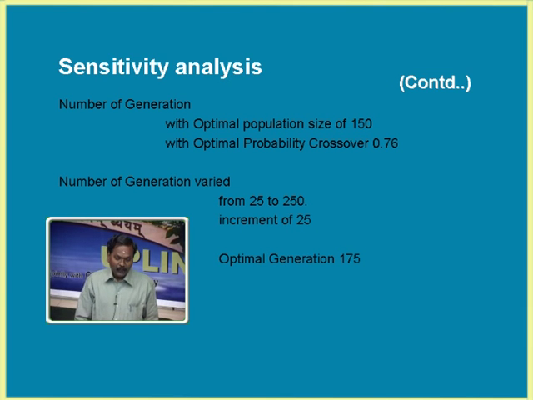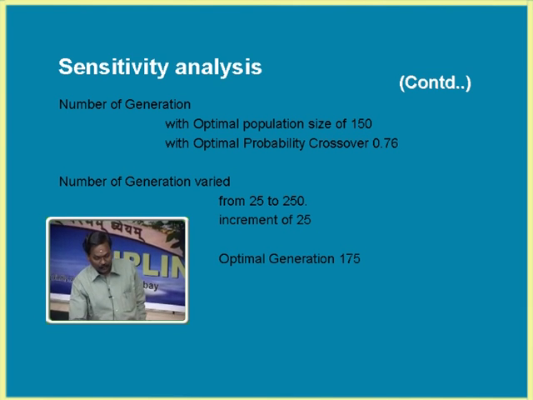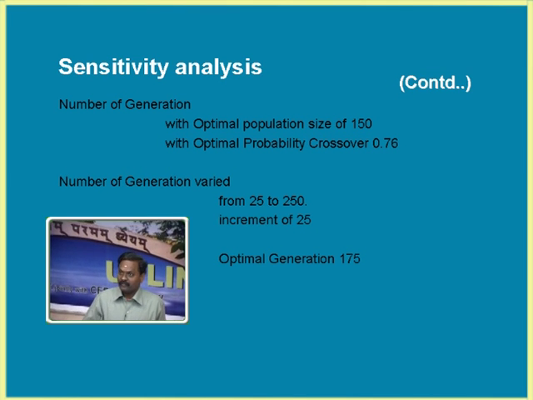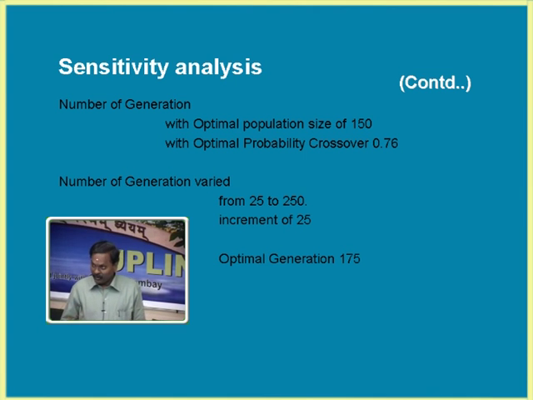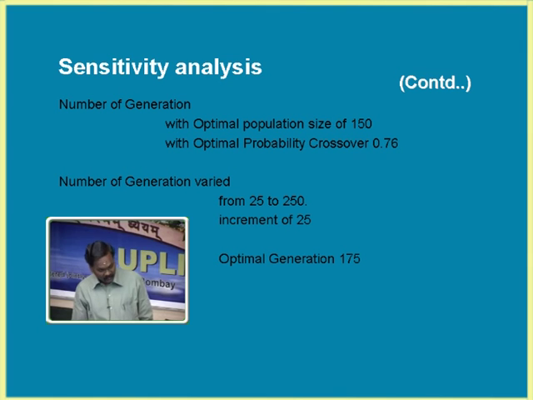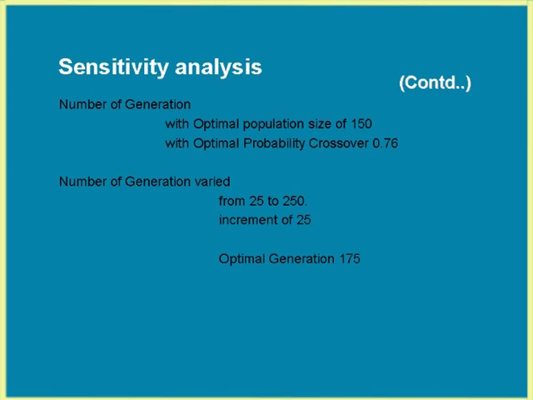Then with the optimal population of 150 and the optimal probability of crossover of 0.76, now we vary the number of generations. At first the generation was 25, now we varied it from 25 to 250. This is the system performance. The generation also had a drastic effect in improving performance, and after that it gets stabilized after 175.